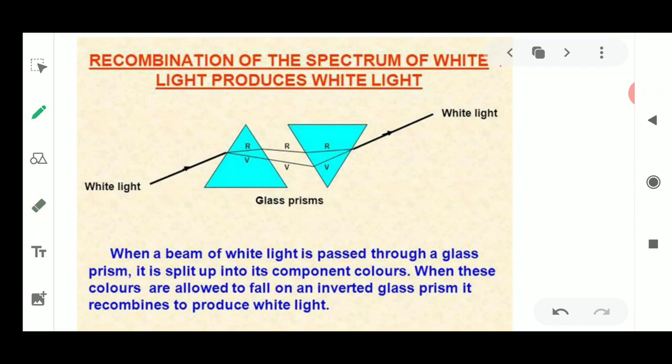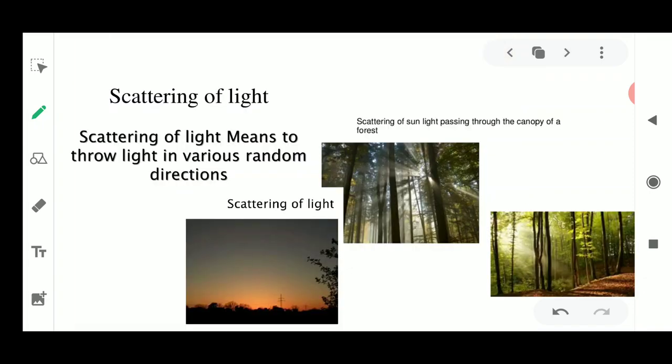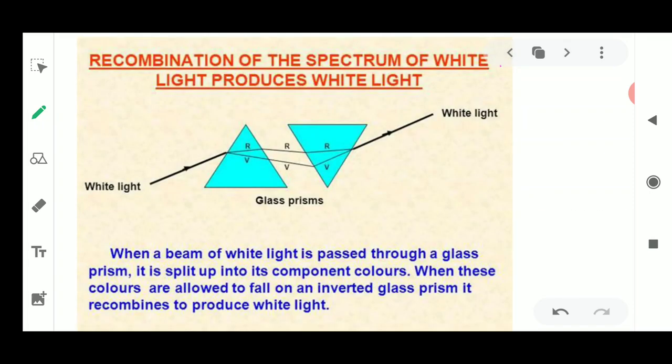So this proved that by the recombination of the spectrum, we are able to see light which is white in color. So the spectrum consists of 7 colors, and when we join the spectrum, it becomes white light, and when we split white light, it becomes 7 colors. These two phenomena are connected to each other.